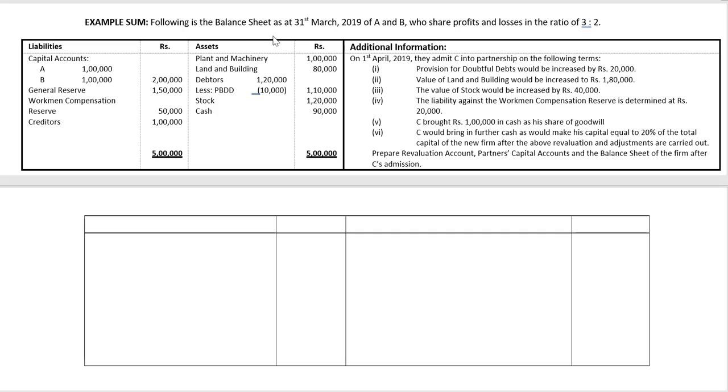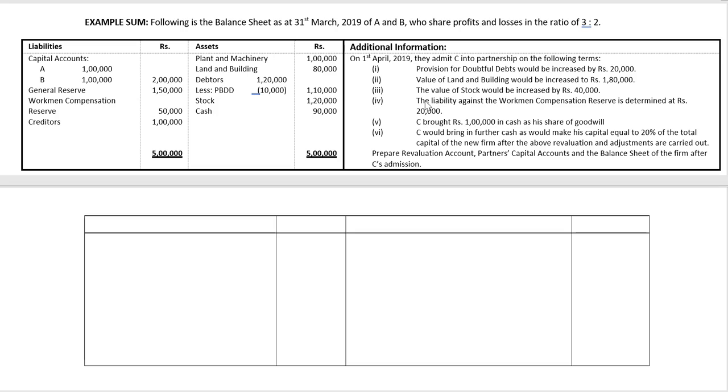Following is the balance sheet as at 31st March 2019 of A and B, who share profits and losses in the ratio of 3:2. To the left of the screen, we have the balance sheet given. On the right, additional information. On 1st April 2019, they admit C into partnership on the following terms. Point 1. Provision for doubtful debts would be increased by rupees 20,000. Second point. Value of land and building would be increased to rupees 1,80,000.